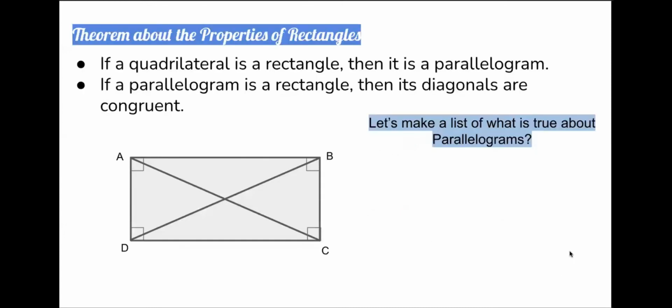Which brings us to our next theorem, about the properties of rectangles. This one has 2 bullet points because it has 2 statements, and those 2 statements are very important. We're going to read the first one. It says, if a quadrilateral is a rectangle, then it's a parallelogram, like I stated. And if a parallelogram is a rectangle, then its diagonals are congruent. I'm not going to prove this. I'm going to apply it today and make a list of what is true about parallelograms so that we can apply it to a rectangle, because if we have a rectangle, then it's automatically a parallelogram.